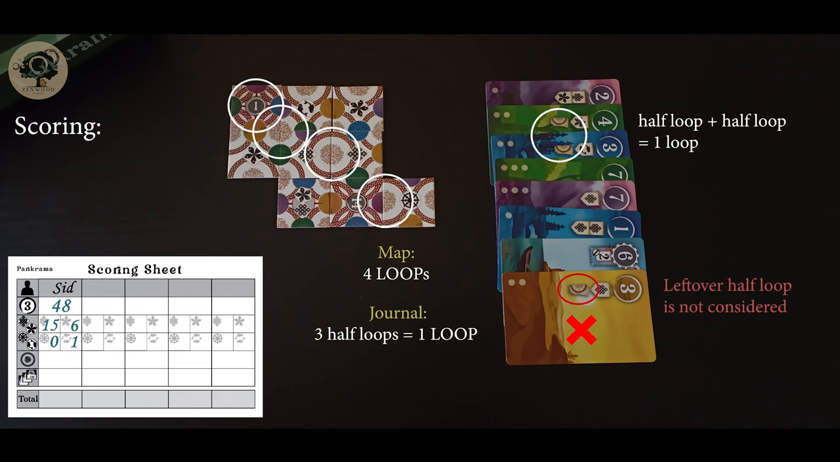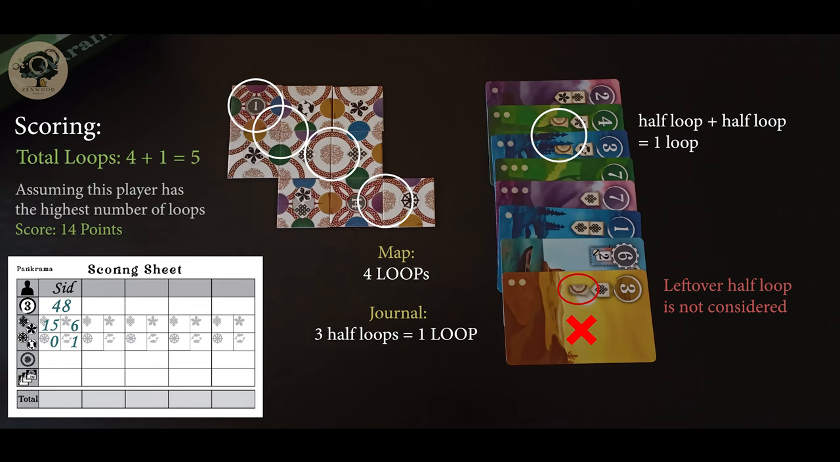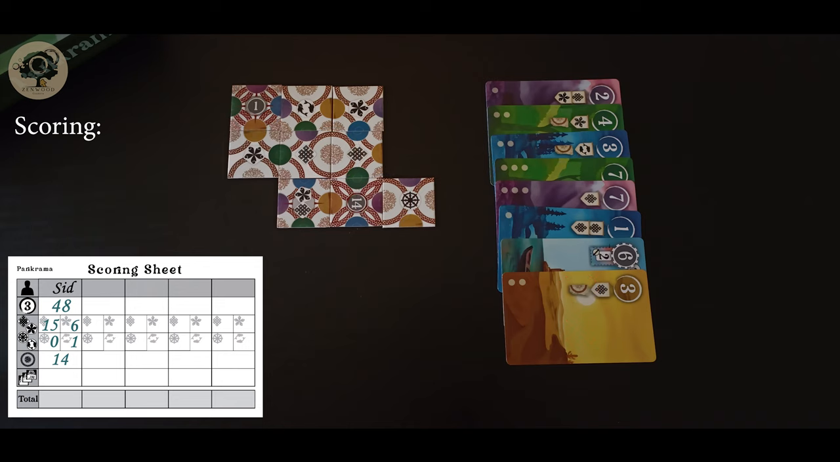Count the number of visible loops completed on your map and then all loops possible from your journal. Add them to get the total number of loops. Compare among all players. The player who completed the highest number of loops gets 14 points. In case of a 3 or more players game, the player with the second highest number of loops also gets 6 points. Add up individual points from each of these 3 factors for each player to get the final score.